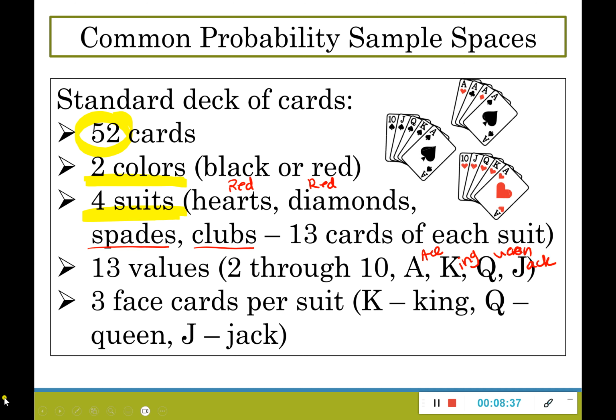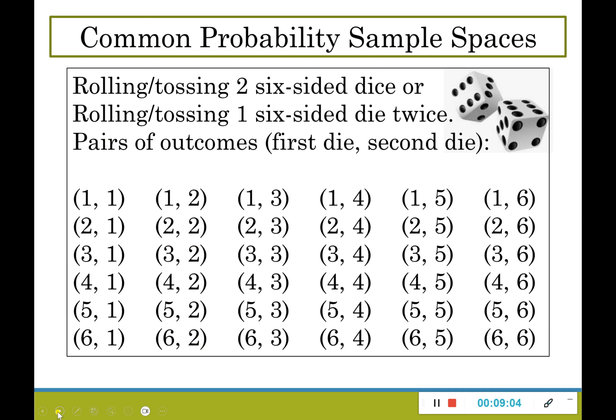And then we have what we call face cards. There are 3 face cards per suit. A king, a queen, and a jack are all face cards. So essentially they have a face on the card: a king's face, a queen's face, or a jack's face. Okay, so that's cards. Good things to know about for cards. And if you don't play cards, I would recommend making sure that you have this close by when you're figuring out probability. Next, we have the common probability sample space for rolling 2 6-sided dice.